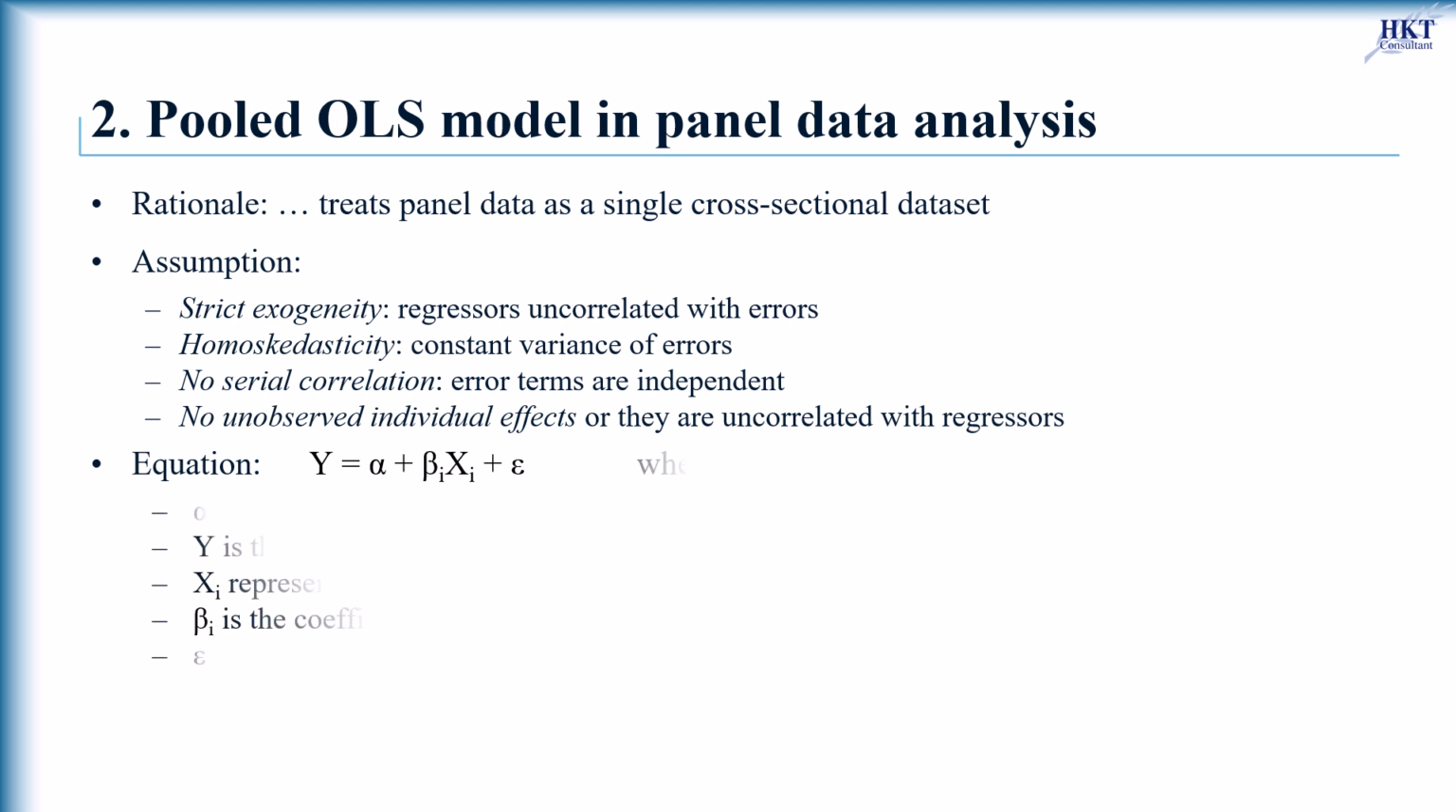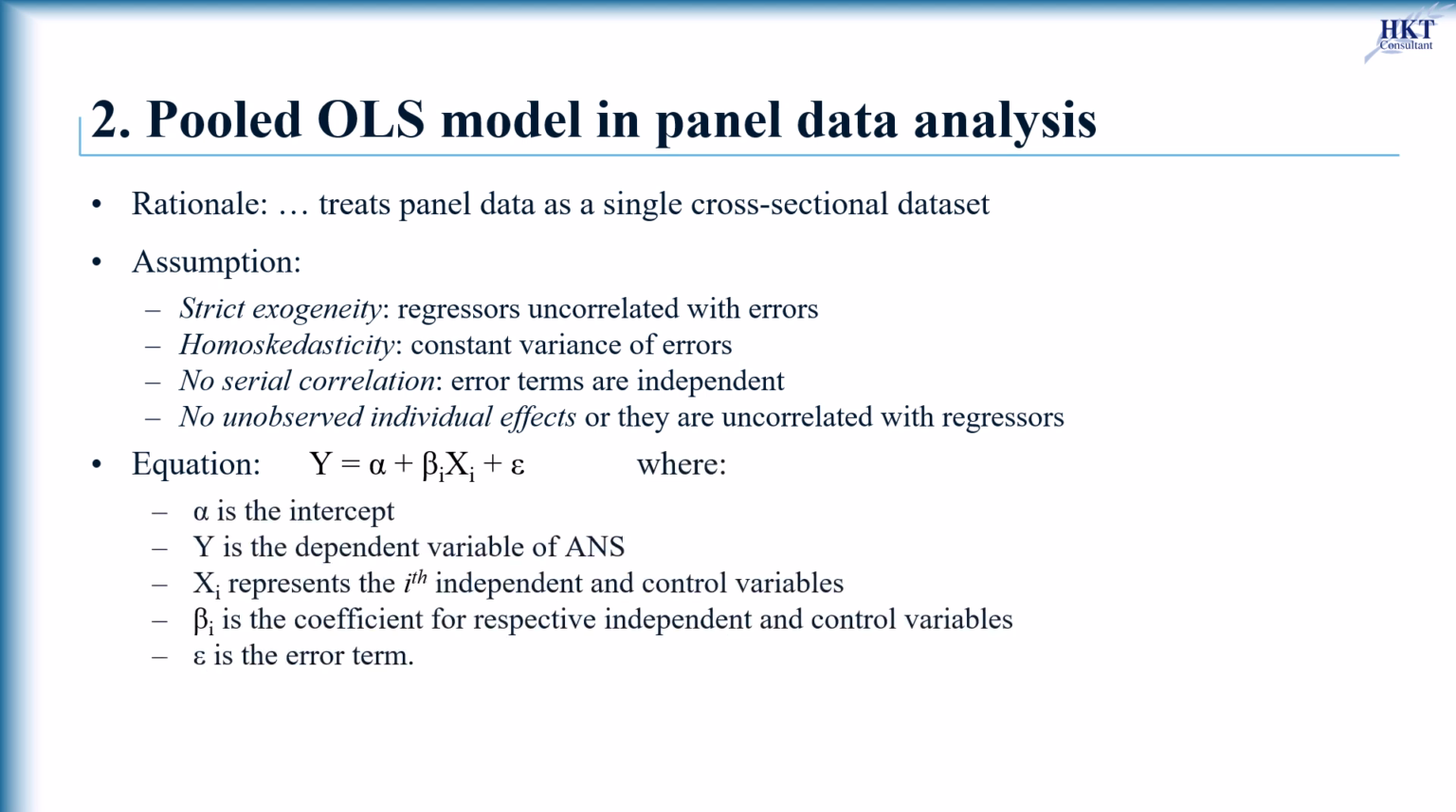Violation of these assumptions, particularly the presence of unobserved heterogeneity that is correlated with the regressors, can lead to biased and inconsistent parameter estimates, reducing the reliability of the model. The equation for a pooled OLS model is on the screen.